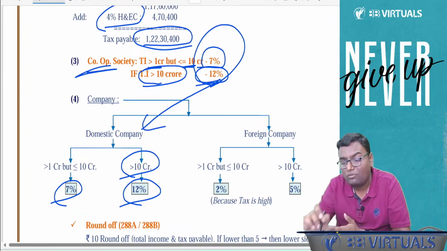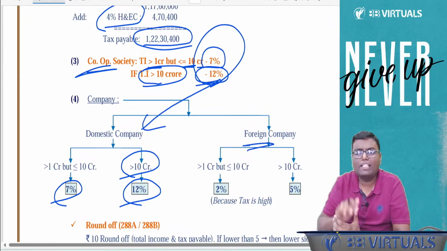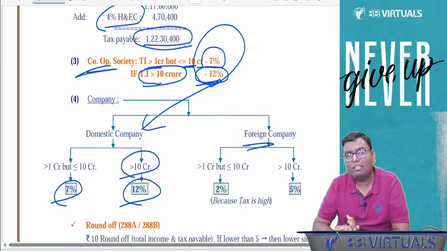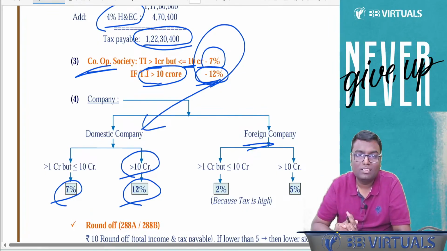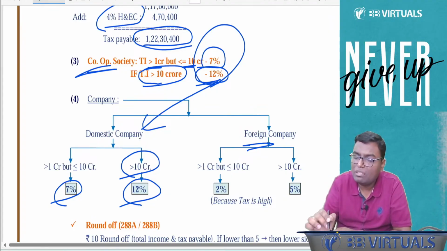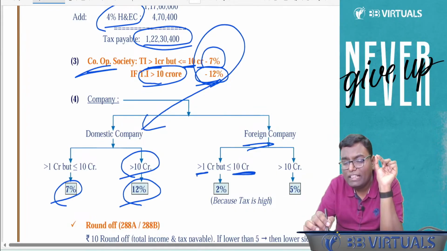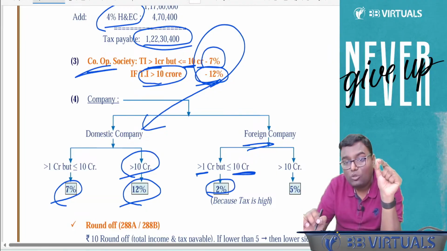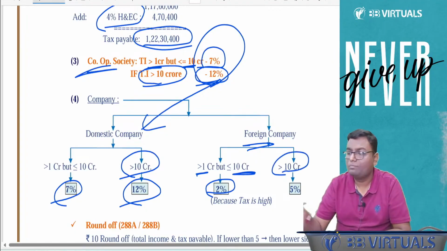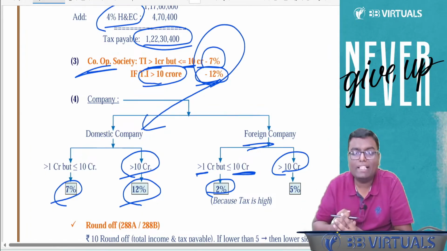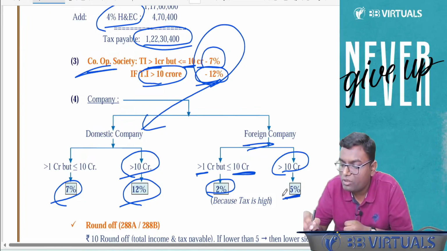What are the surcharge rates for a foreign company? Prior to that, what is the tax rate for a foreign company? 35%. Now, what will be the rate of surcharge? If this foreign company's total income is more than 1 crore but up to 10 crore, the rate of surcharge is only 2%. And if the total income is more than 10 crore, the rate of surcharge over here will be only 5%.